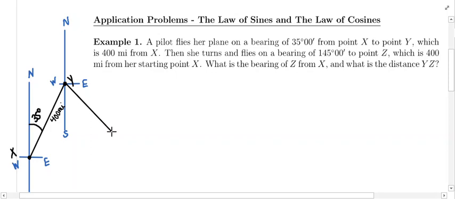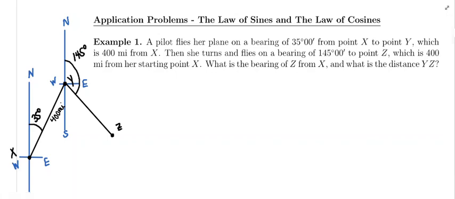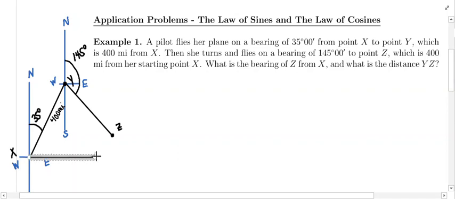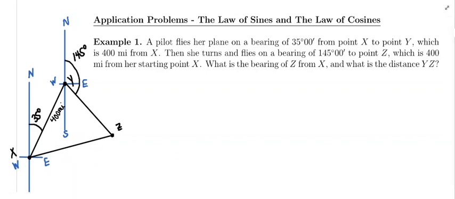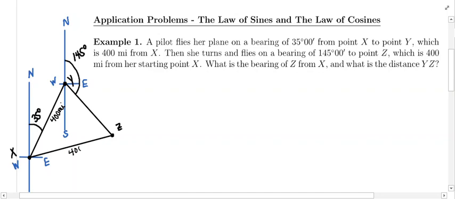Okay, so again, you're just trying to draw this as best as you can. Okay, I will drop it here. Okay, so this is going to be point Z. We know that if we rotate it from due north to this line segment, this is going to be 145 degrees. What we also know from this second statement is that the distance from point X to point Z should be the same as the distance from X to Y. This is also going to be 400 miles.